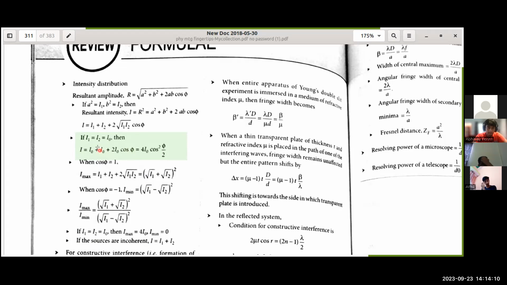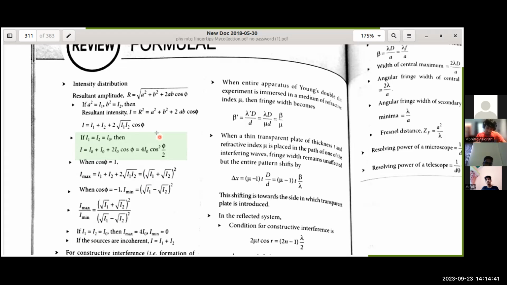And then what you do is you take 2 I0 common. So this is 2 I0 plus 2 I0 cos phi. When you take 2 I0 common, you get 1 plus cos phi inside, and 1 plus cos theta is 2 cos square theta by 2. So it will become 2 cos square phi by 2, and that 2 will multiply outside, and you will get 4 I0 cos square phi by 2. Okay. Has everyone understood? Cool.